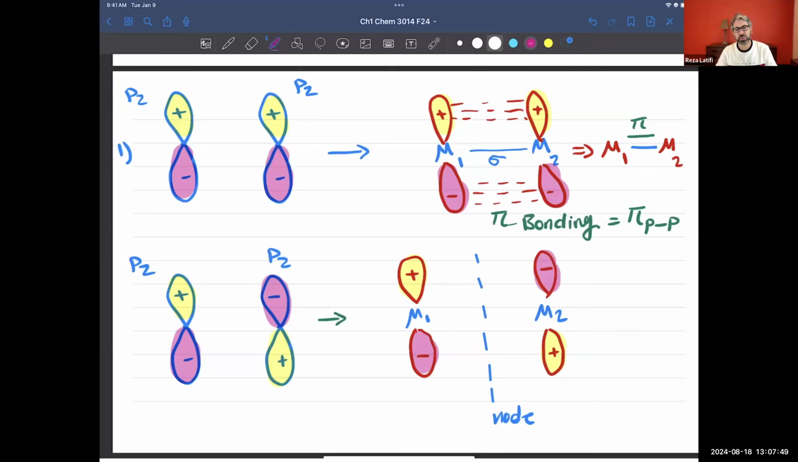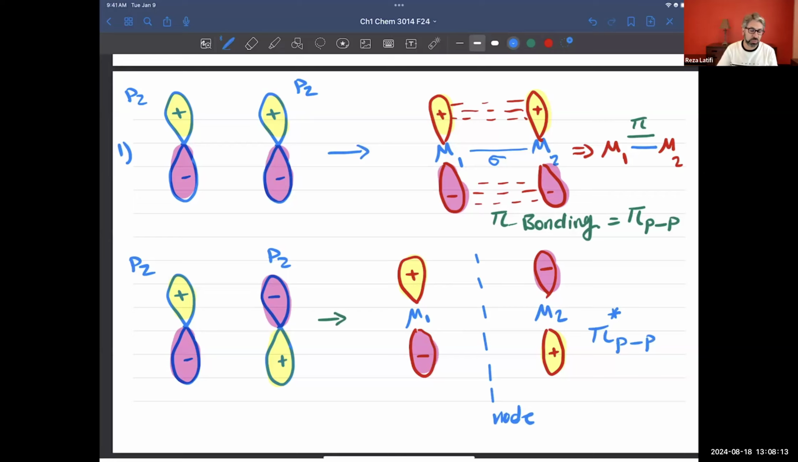Okay, so what do I get? Do I get any interaction between them? No, you're not going to see any interaction. The positive will not have interaction with the negative one, and this is going to be an anti-bonding orbital. In order to show that this is not bonding, we say star. That means anti-bonding, and this is the anti-bonding interaction of PP.